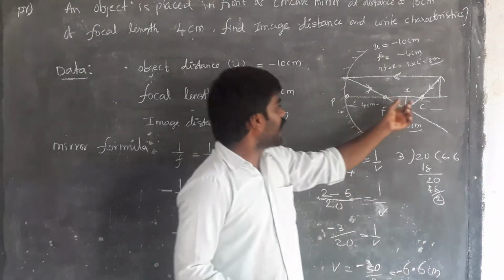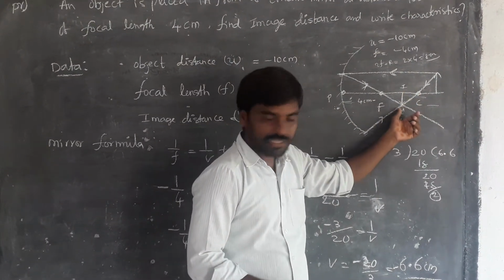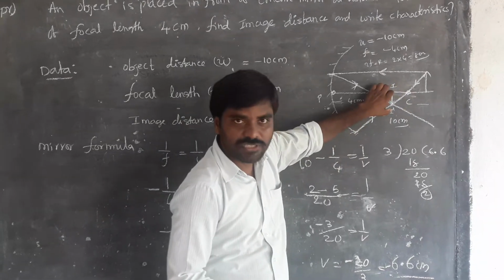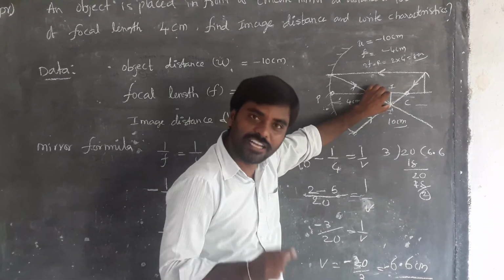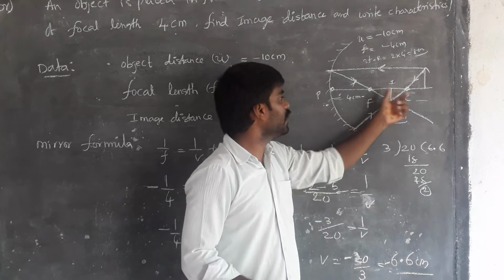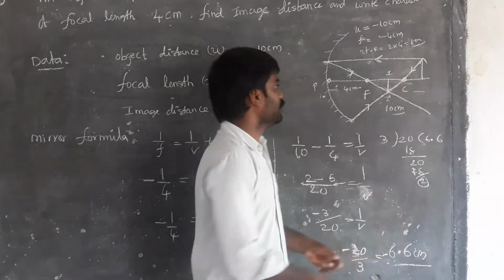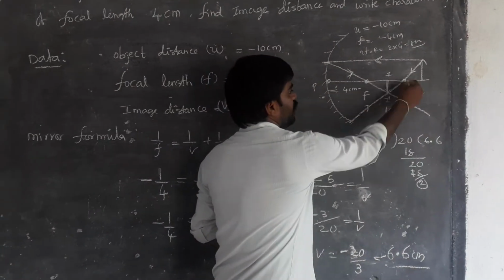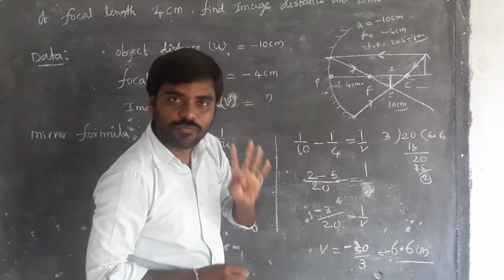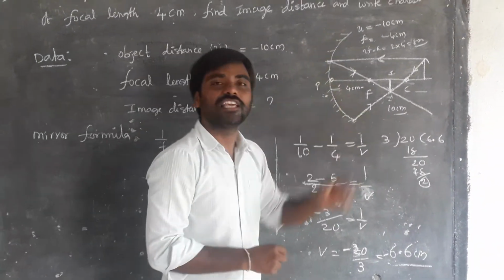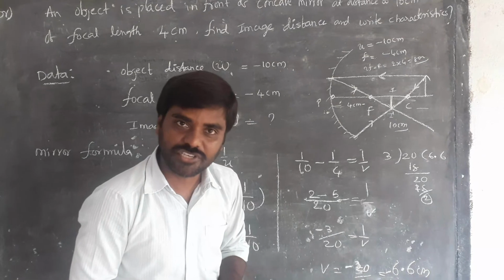Then ultimately the characteristics are: it is a real image and inverted image and very small one or diminished one, and finally it is having the position between F and C. These are the four characteristics of the image in the given problem. Right children? Understand?